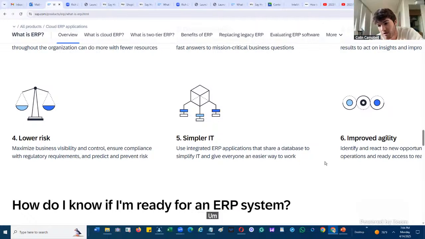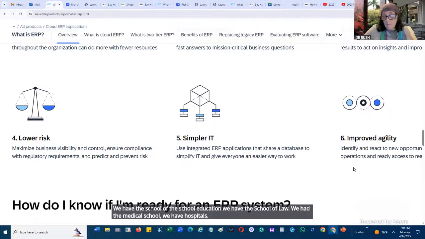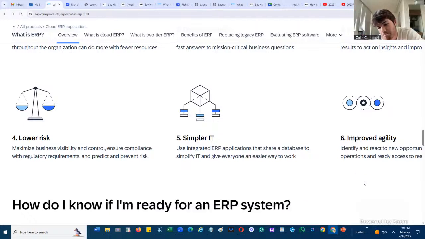What do you mean by area? Okay. We have schools, right? We have the School of Business. We have the School of Education. We have the School of Law. We have the medical school, we have hospitals. Business? Business is about 5%. Amazing, huh?